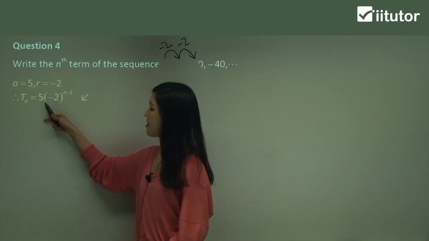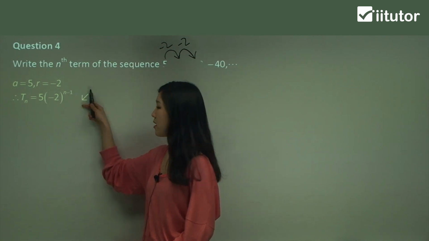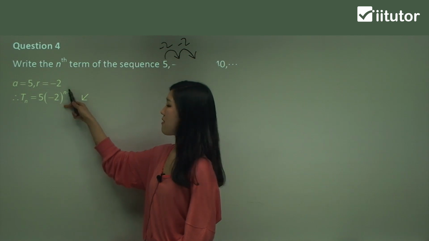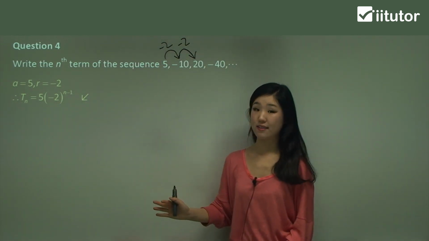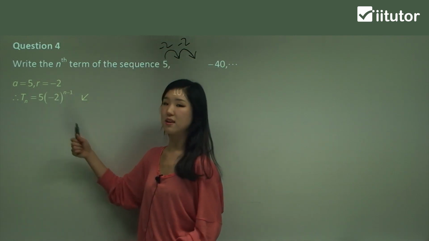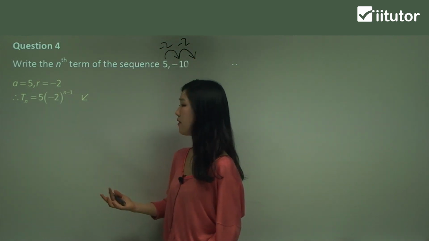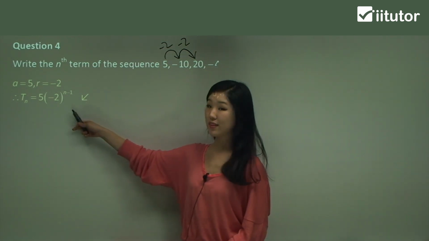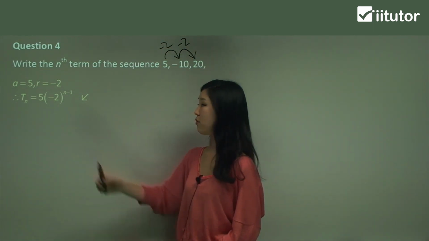There's going to be A times R to the power of n minus 1. A is 5, R is negative 2, to the power of n minus 1, and that's your final answer. And guys, don't make the mistake of multiplying these two numbers together and making it negative 10 to the power of n minus 1. That's completely wrong, okay? That does not make sense, so leave it like this and that will be your final simplest form.